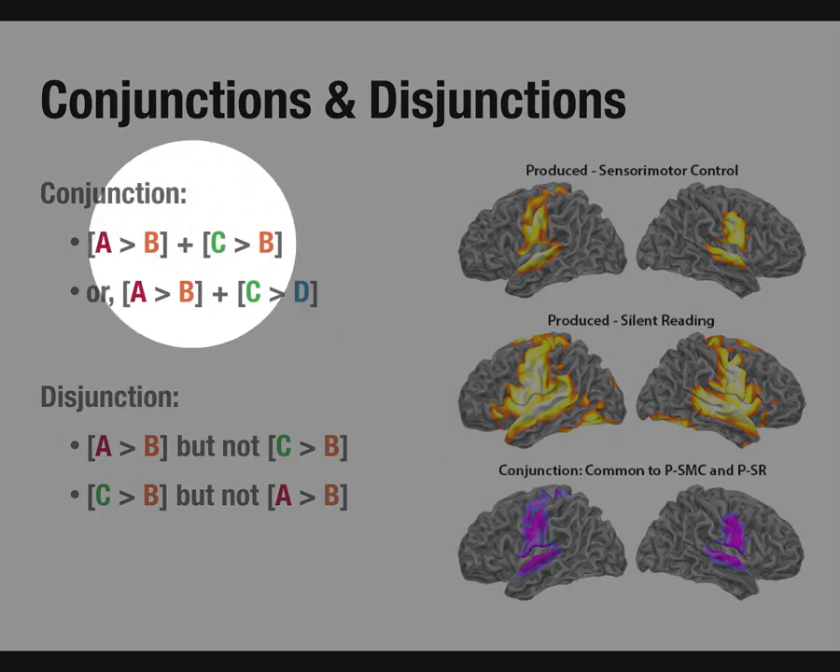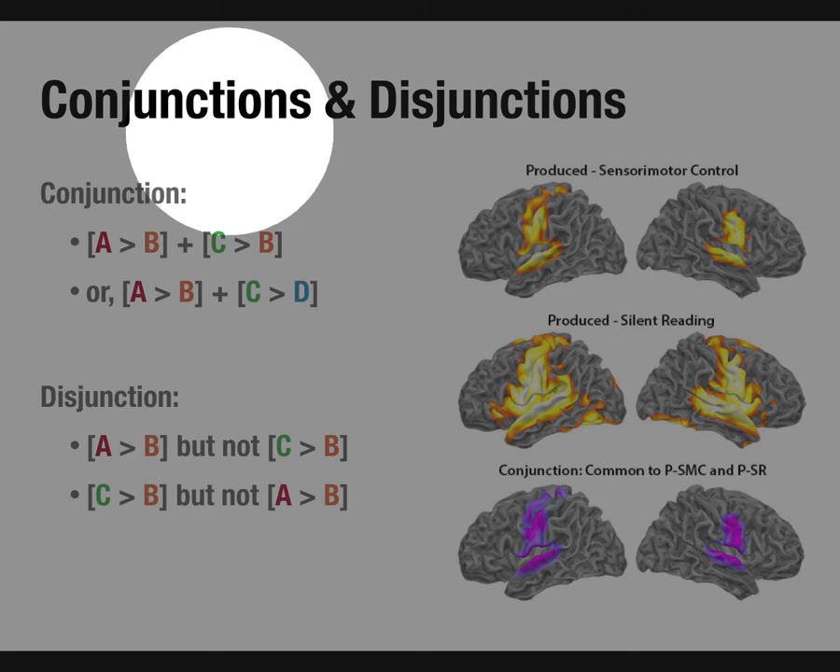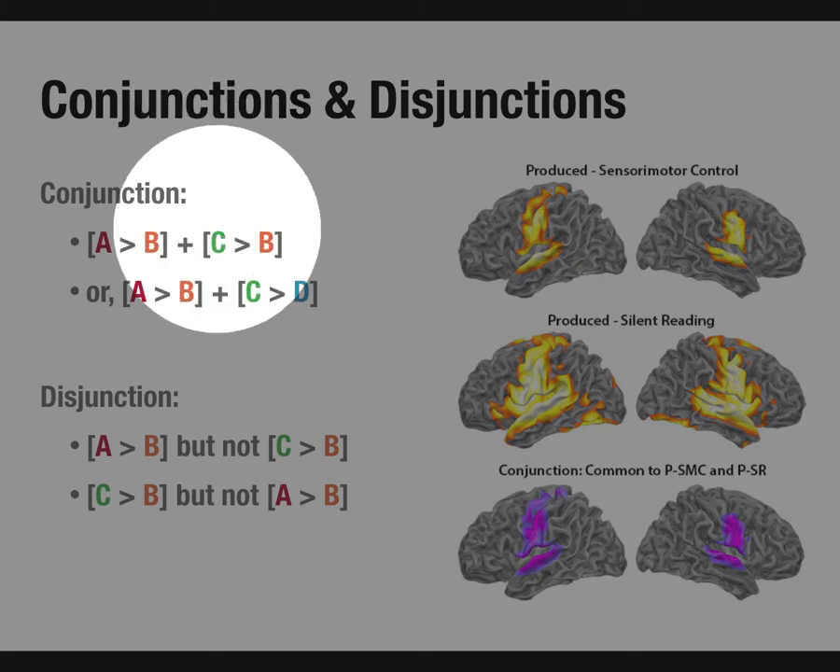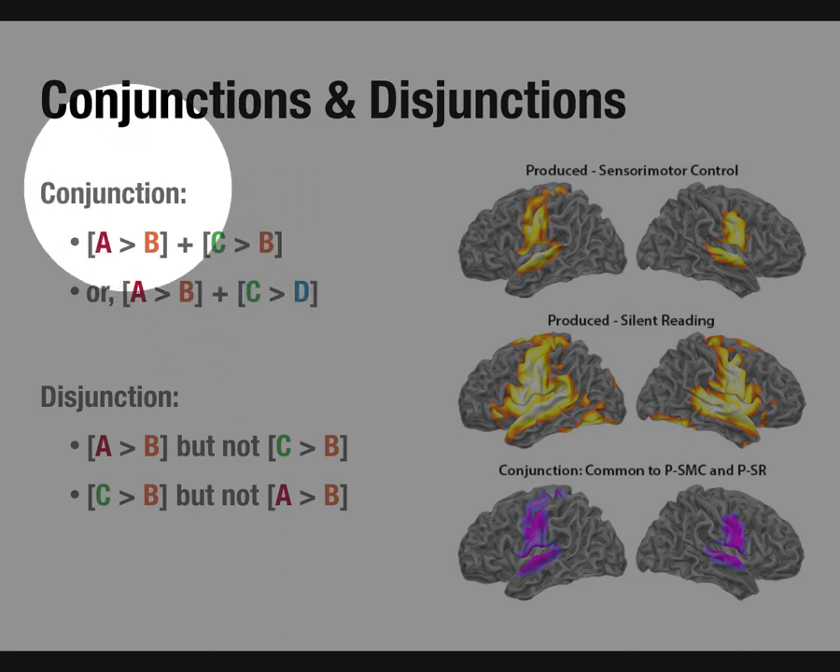So sort of symbolically here, this first one, A greater than B plus C greater than B, is kind of what I was showing you before. It's slightly different. But here it's like we have one control condition and two different active conditions, A and C.